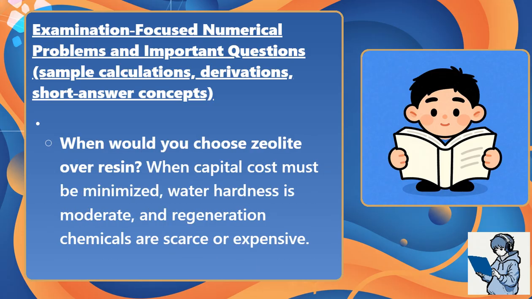When would you choose zeolite over resin? When capital cost must be minimized, water hardness is moderate, and regeneration chemicals are scarce or expensive.